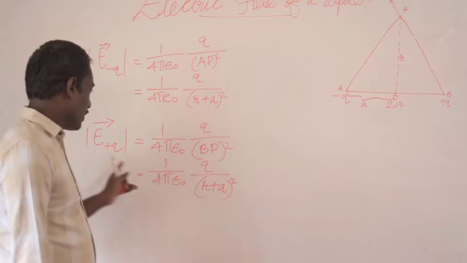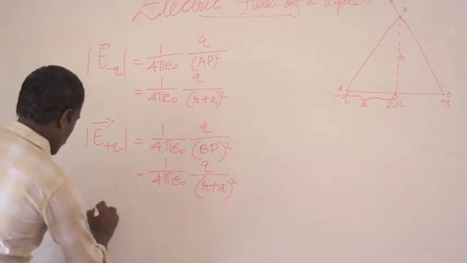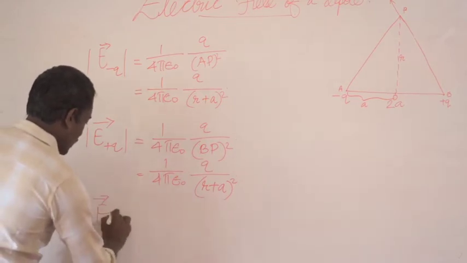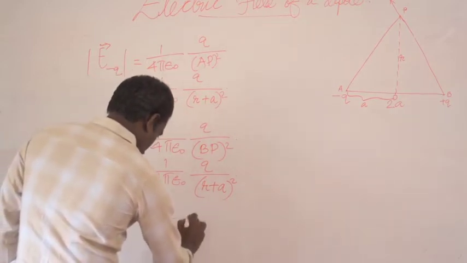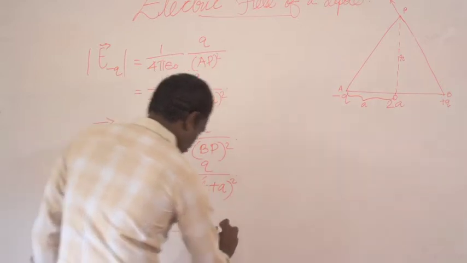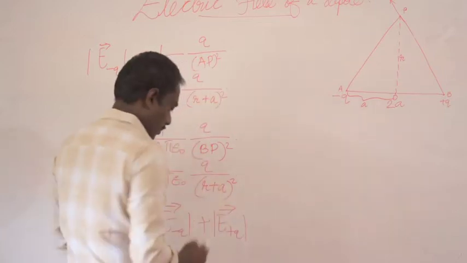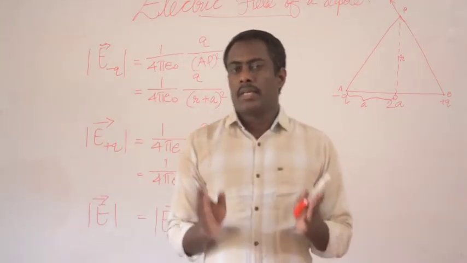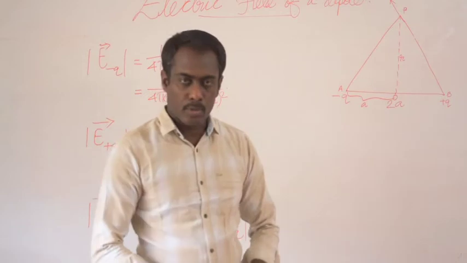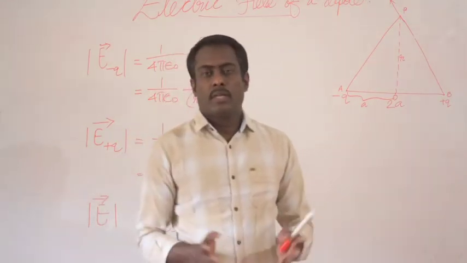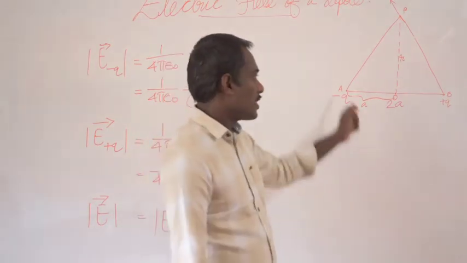The net electric field produced by these two charges, E, is equal to E minus Q plus E plus Q, the vector sum of the electric fields produced by these two charges. In order to find the net electric field produced by these two charges, we need to consider x and y components.